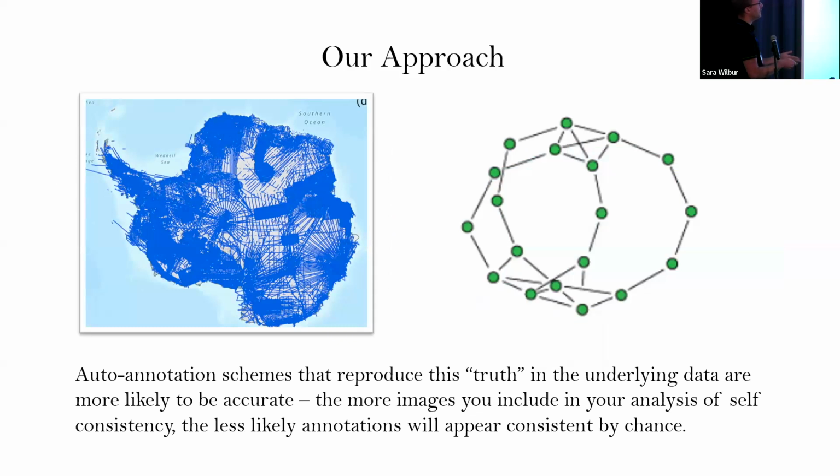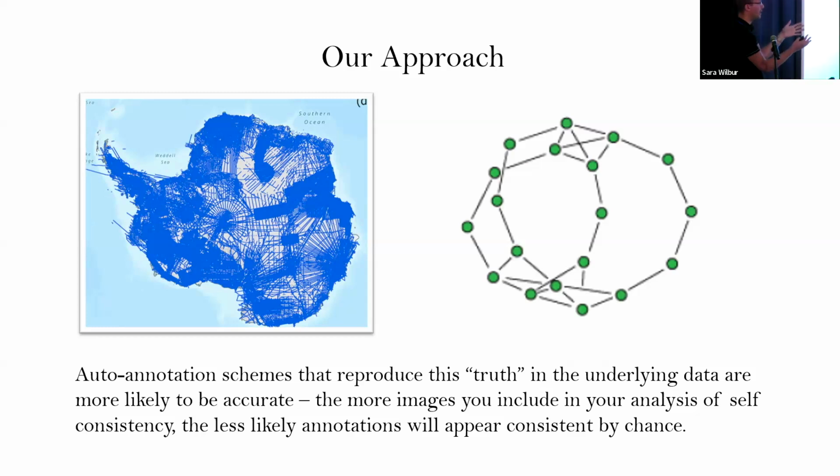Recognizing that if we find a layer in one, ideally, we should be able to trace it across those edges into other nodes. The idea is that layers that can be mutually identified in intersecting images are more likely if the auto annotation scheme reflects the truth of the data, because the truth of the data is that there should be intersecting layers at all of these images. It becomes increasingly unlikely that you'll be able to trace a layer through multiple images by chance.